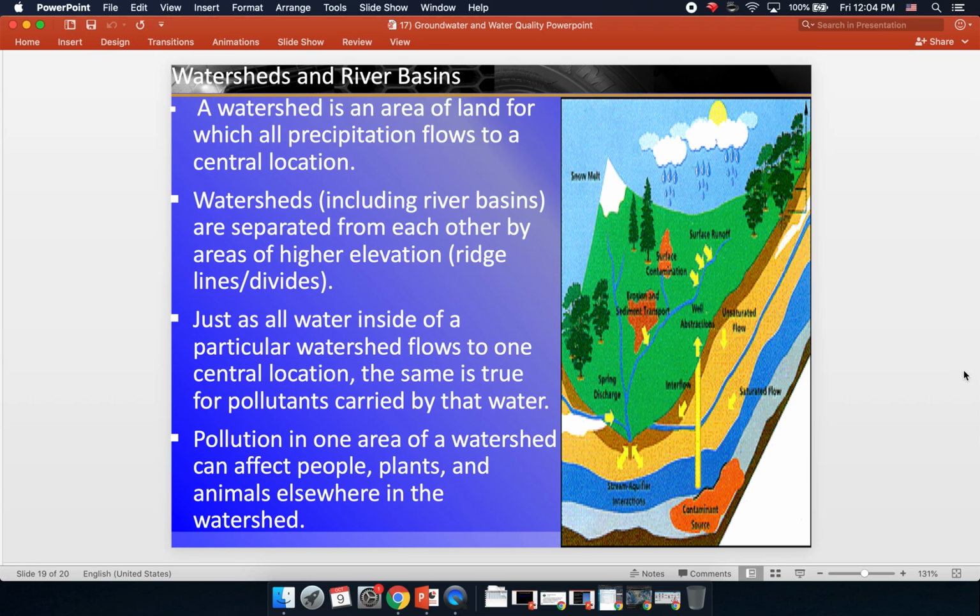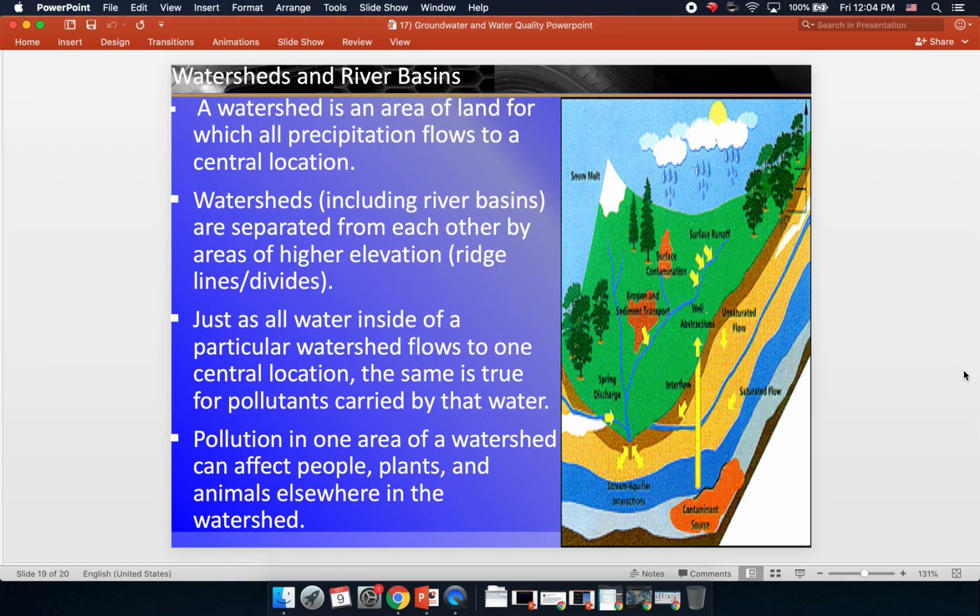So just as all water inside of a particular watershed flows to one central location, the same is true for the pollutants carried by that water. Pollution in one area of a watershed can affect people, plants, and animals elsewhere in the watershed. Like we've said many times in this class, any pollution that ends up on the ground ends up in the water eventually. You may not live right next to the river, or even be close to it, or whatever other central location there is in your watershed. But if you allow pollutants to get on the ground, they're going to end up at that central location, and because of that, end up elsewhere as well.